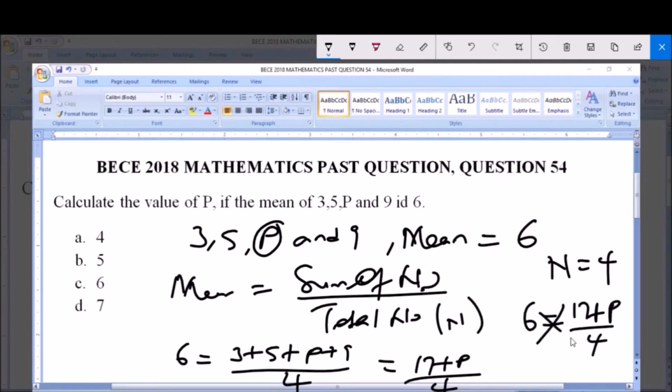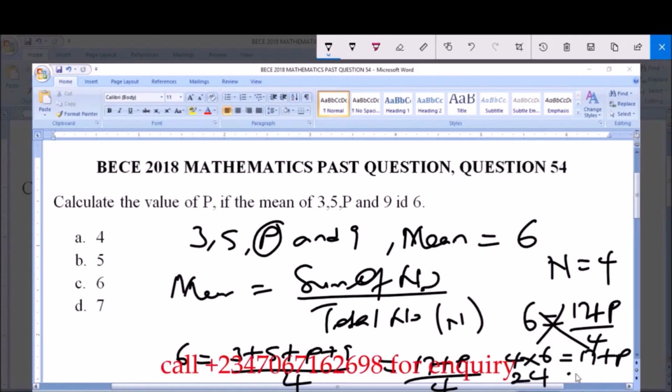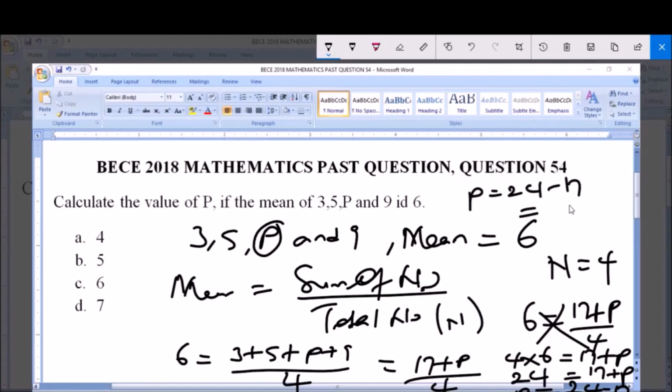Then we cross multiply. When you cross multiply, you have 4 times 6 is equal to 17 plus P. 4 times 6 will give us 24. 24 is equal to 17 plus P. From here we can now say, we subtract 17 from both sides, and then we have that P is equal to 24 minus 17. 24 minus 17 will give us 7. So therefore P is equal to 7.